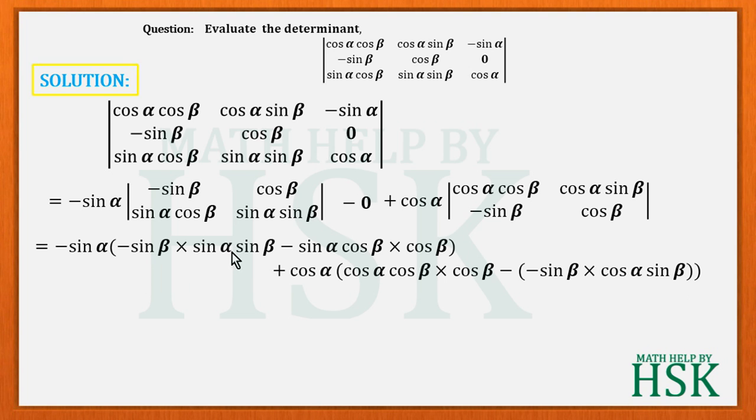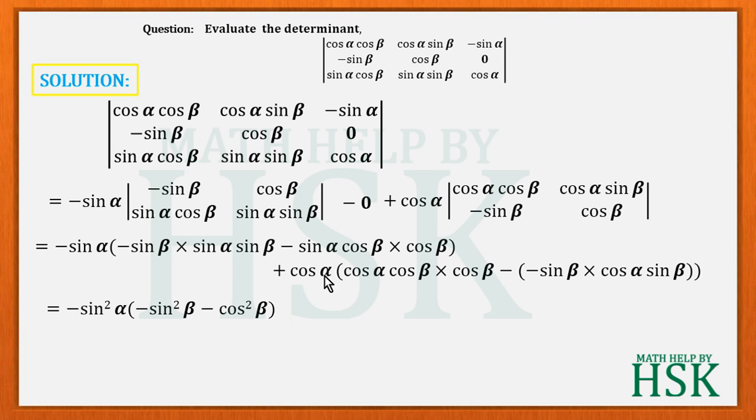Now if you observe this first term, you can see that sin alpha multiplies with both these terms, so we can take it as common. So this term can be written as minus sin square alpha into sin square beta minus cos square beta.